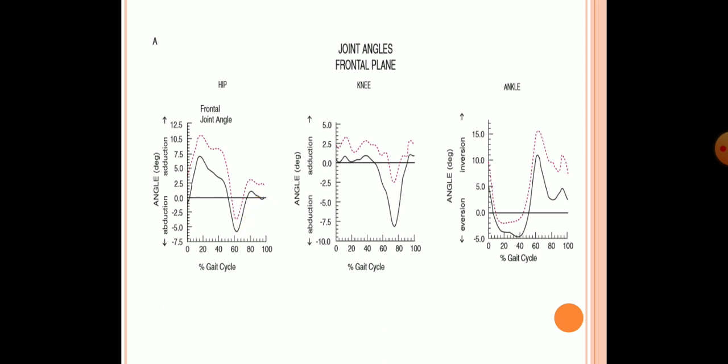In the knee joint, it's almost in a neutral position, but when it comes to the toe off phase, at about 80% of the gait cycle, it can give a slight abduction of almost 10 degrees in the knee joint. But when it comes to the ankle joint, at the beginning it's in an inverted position, and it comes to an everted position, and it gives a maximum peak of 10 degrees of inversion at about 60 to 80% of the gait cycle, and again comes back to the normal position. So these are the movements which are happening in the frontal plane.